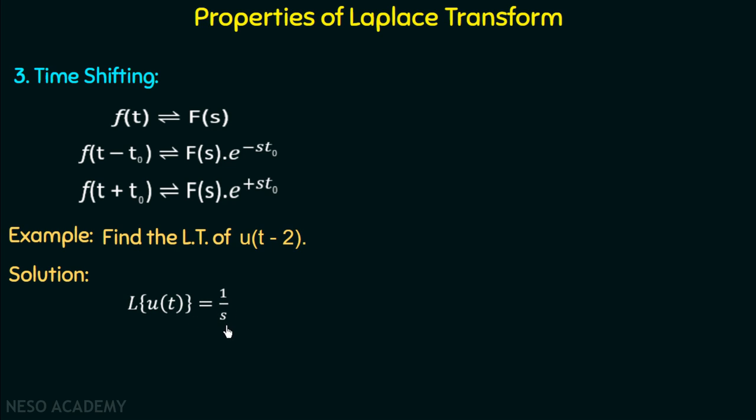And now we will perform the shift to the time domain, and we will have the exponential multiplication in the frequency domain by the time shifting property, and we will have Laplace of u of t minus 2 is equal to 1 over s multiplied by e to the power minus 2s. So if we are shifting this function to the right side in the time domain by a factor of 2, then in the frequency domain we will have the exponential multiplication with the same sign by a factor of 2.